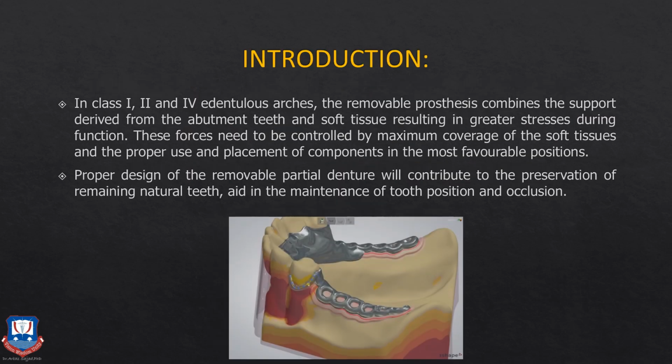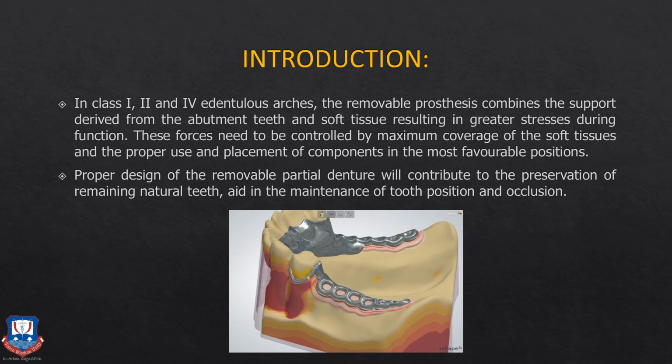In class 1, class 2, and class 4 dentulous arches, the RPDs combine the support derived from abutments as well as soft tissues, resulting in greater stress during function. These forces hence need to be controlled, to maximize the coverage over the soft tissues and to properly place the components so that stress or torque is not created on the abutment teeth.